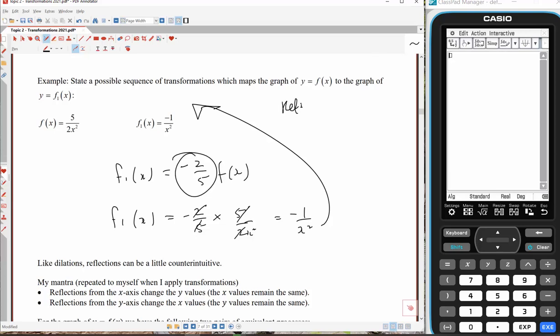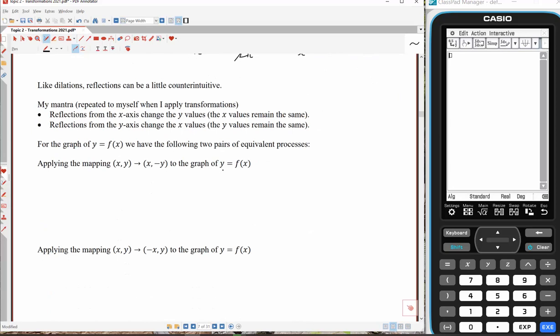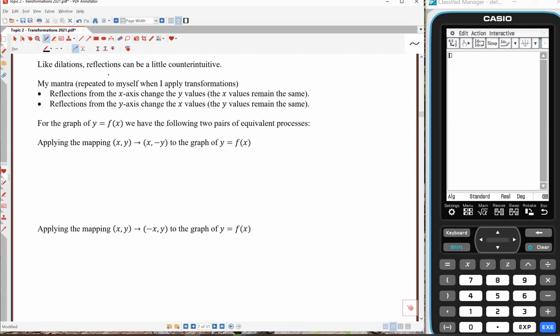It is a reflection in the x-axis, and it is a dilation factor 2/5 from the x-axis. Reflection in the x-axis, dilation factor 2/5 from the x-axis.